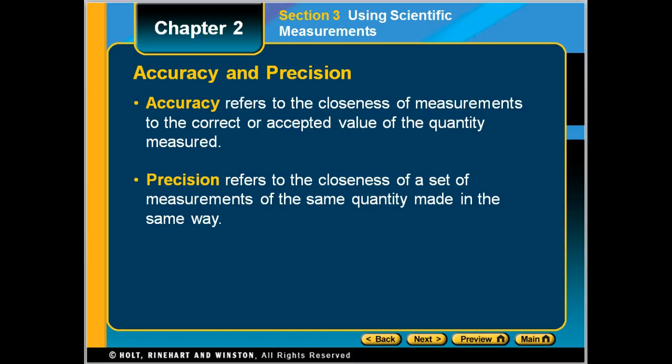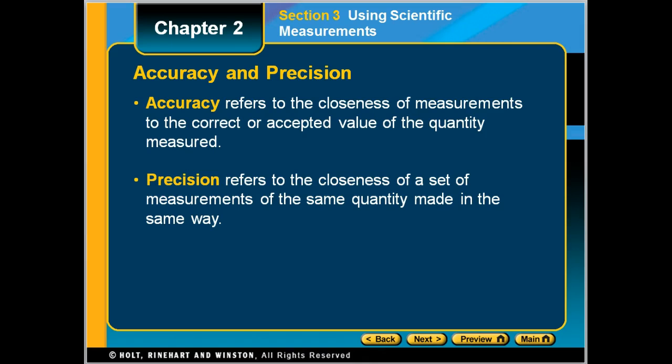Hi, this presentation is about the differences between accuracy and precision and how to calculate percent error. In chemistry and in sciences, when you're measuring things, you need to decide how close you are to the correct answer, and you will talk about things like accuracy and precision.